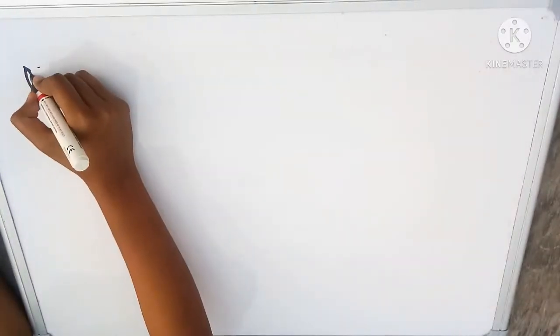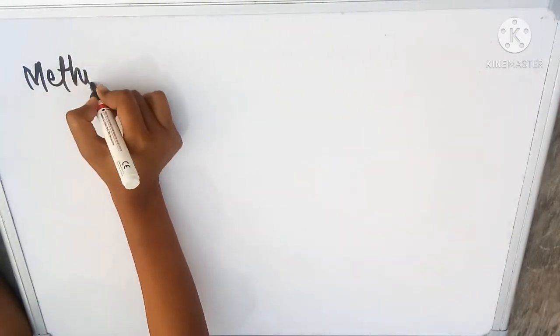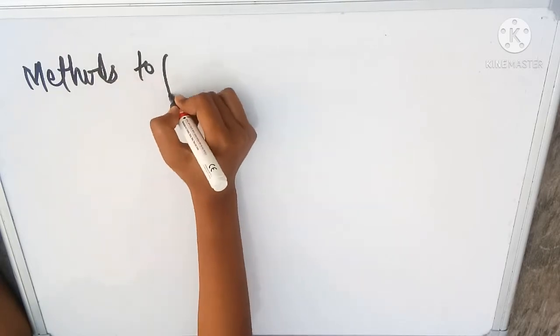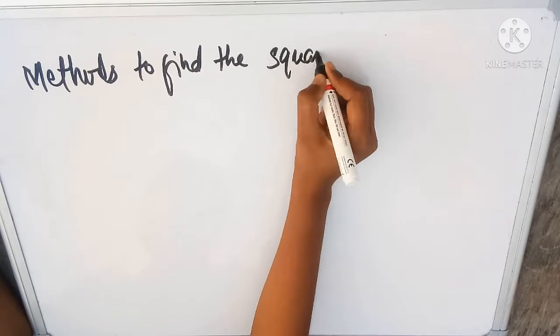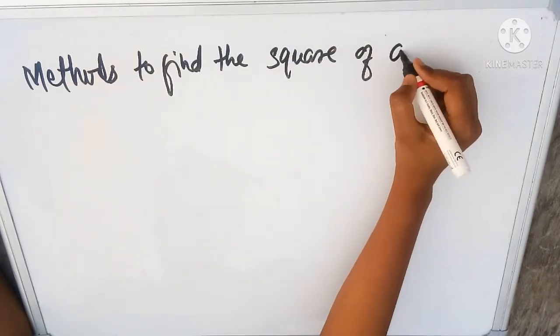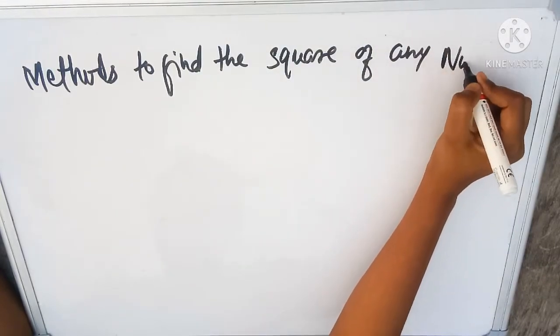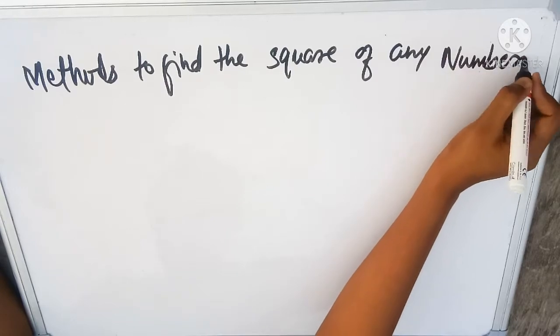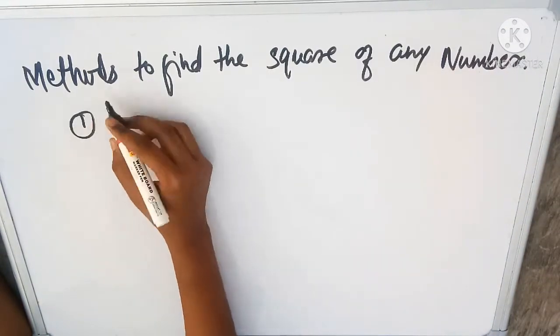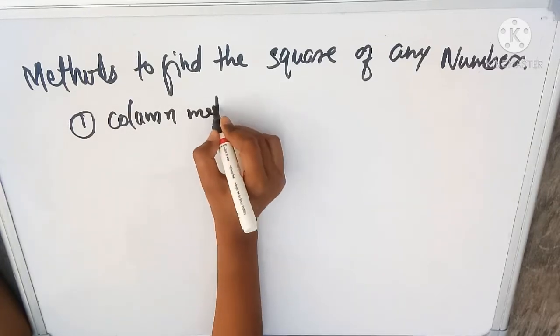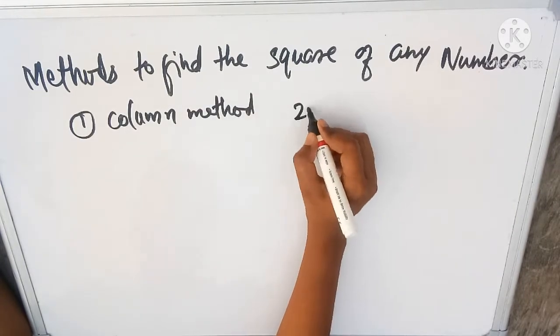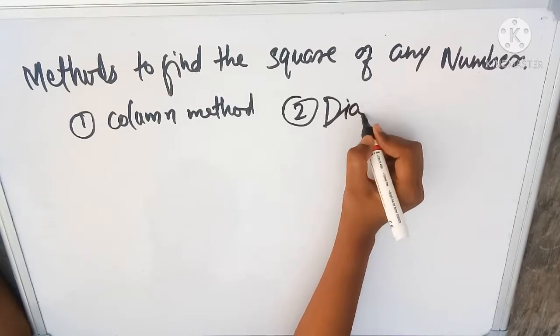In this video we will cover the methods to find the square of any number. Methods to find the square of any number. There are two methods. First is column method. And second we have diagonal method.